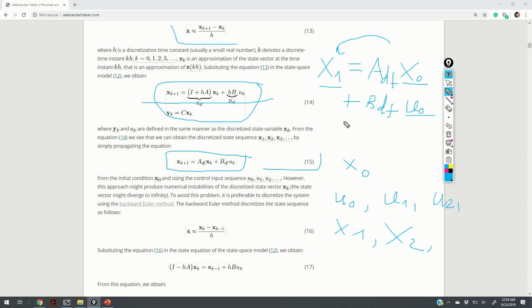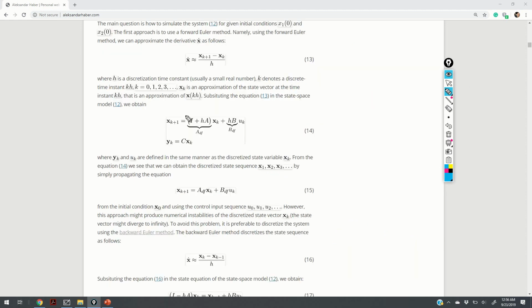Similarly, x2 equals, again, A_df, now times x1, plus B_df times u1. So we can recursively compute the state sequences x1, x2, etc. This recursive propagation can be implemented using a for or a while loop.